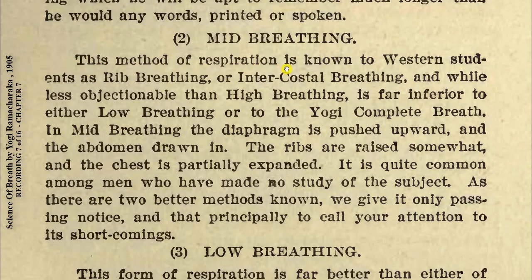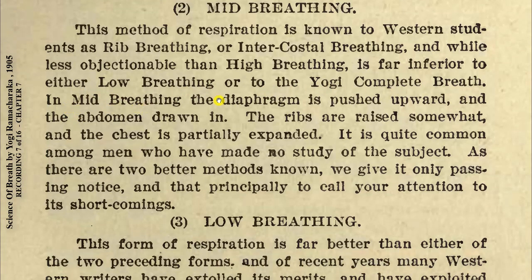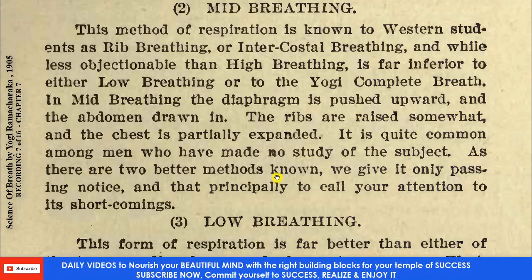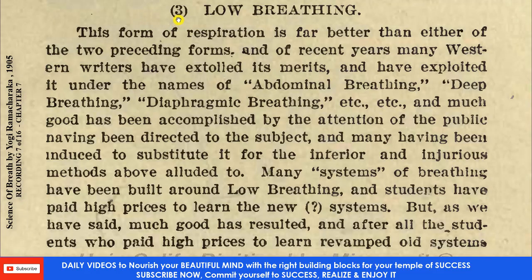2. Mid-breathing. This method of respiration is known to Western students as rib breathing, or intercostal breathing, and while less objectionable than high breathing, is far inferior to either low breathing or to the Yogi complete breath. In mid-breathing, the diaphragm is pushed upward and the abdomen drawn in. The ribs are raised somewhat and the chest is partially expanded. It is quite common among men who have made no study of the subject. As there are 2 better methods known, we give it only passing notice, and that principally to call your attention to its shortcomings. 3. Low breathing.